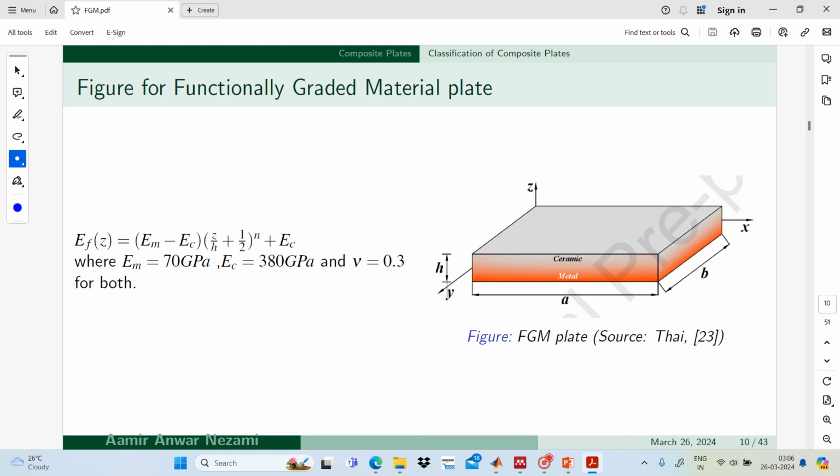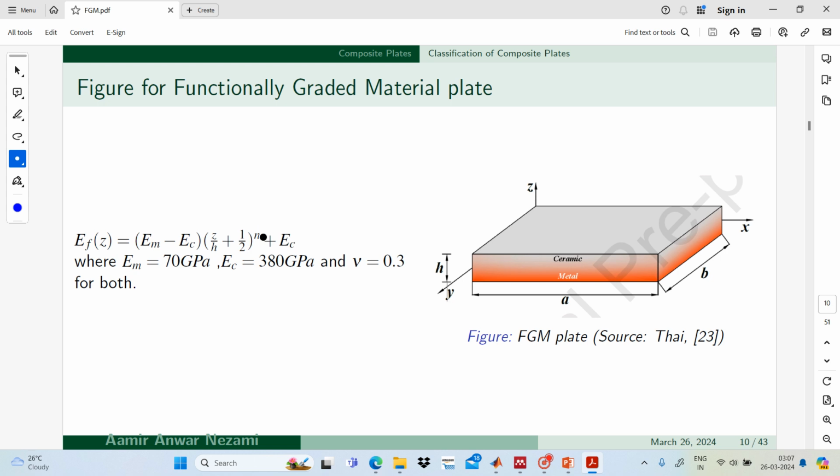So this is a figure for the functionally graded material plates. It is shown that the bottom is the metallic and the top is ceramic. Okay, the length is A and the width B, and it is shown that this is having the variation of the material properties throughout the thickness at any point of Z, that may be Em, that is the Young's modulus of the metal, minus Ec, Young's modulus of the ceramic part, into Z by H, H is the total thickness of the plate, plus half to the power n. N is the variational coefficient, or constant, plus Ec. Ec is the Young's modulus of the ceramic.